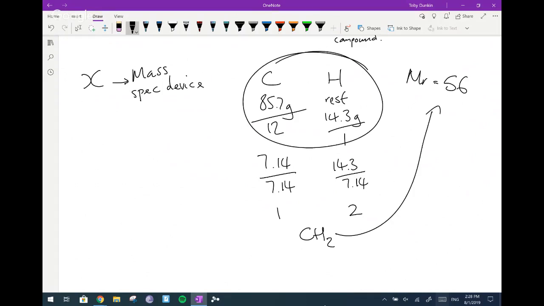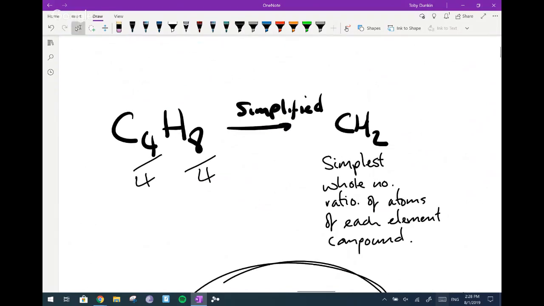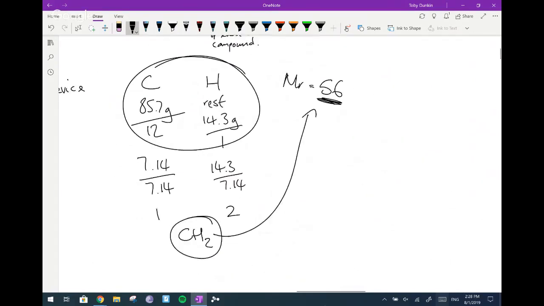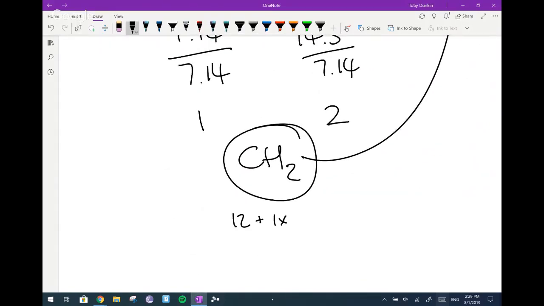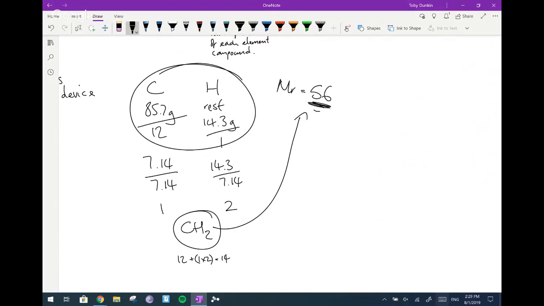Now, I can then translate that into the real formula by understanding that if this is the simplest version of it, and this is the actual Mr, this is how much it really weighs, then I can work out how much we've divided it by. We recognized in this step that we divided by 4, because the C was the lowest number. Well, I can work out the same for this one. How much does the empirical formula weigh? Which is 12 plus 1 times 2, which is 14. If I now divide 56 by that simplified version of the molecule, 56 divided by 14, I get an exact number of 4. So it was divided by 4, and I'll just times all of these numbers up, once again, by 4.